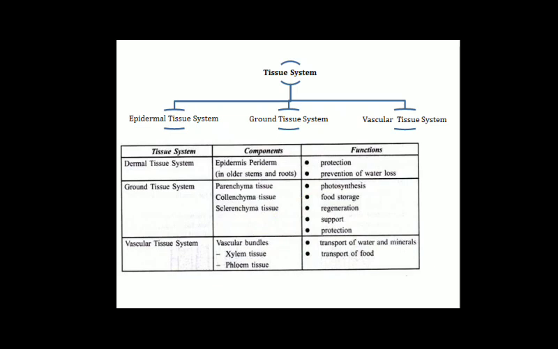So then we have tissue system. Tissue system is of three categories: epidermal tissue system, ground tissue system and vascular tissue system. The dermal system, which includes epidermis, performs protection and prevention of water loss. The ground tissue system consists of parenchyma, collenchyma and sclerenchyma. They function in photosynthesis, food storage, regeneration, support and protection. In the vascular tissue system, we have xylem and phloem. They are responsible for transport of water and minerals and transport of food.